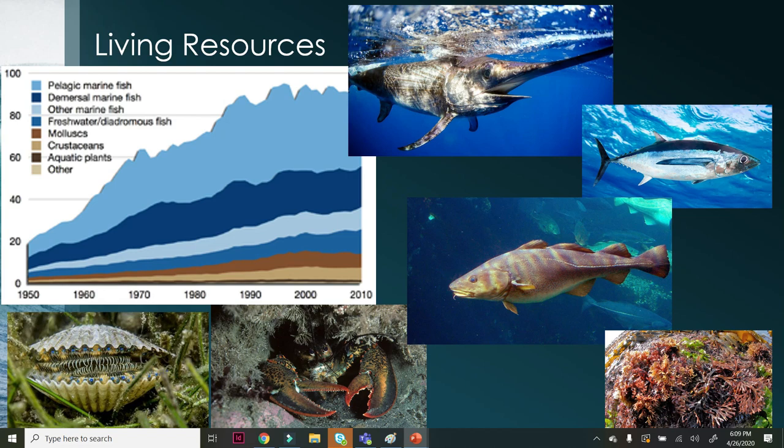Basically, all of these categories have increased, and this suggests that countries are increasingly using the living resources of the oceans around them, and that might be because there's increasing demand. It also might be because we have improvements in technology that allow us to harvest more. But this pattern is seen around the world where we are taking more and more things from the ocean.